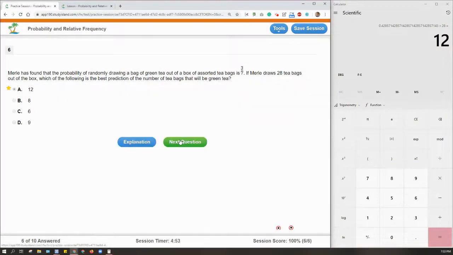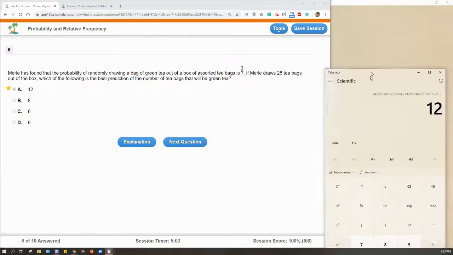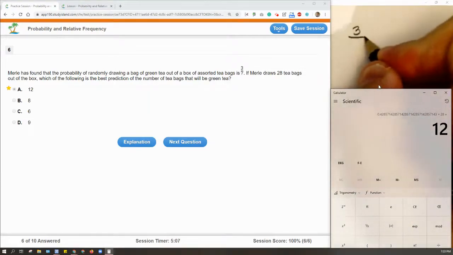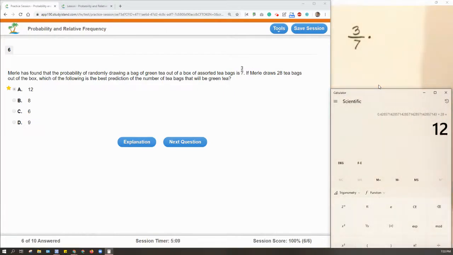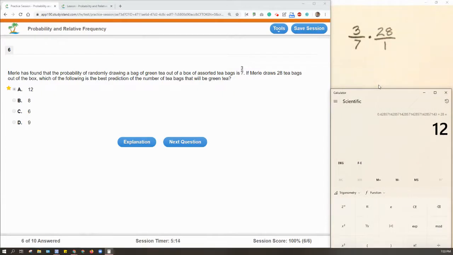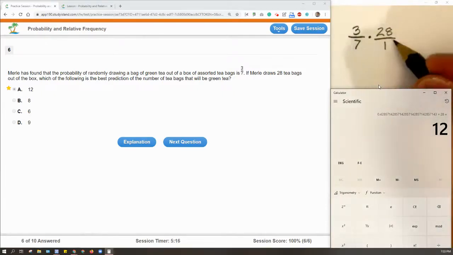Now I told you that you can use your fraction skills. Here is what that looks like. If you expect to get the green tea 3/7 of the time, then you want to calculate what is 3/7 of. Of means times, in this case 28, which is the same as 3/7 times 28 over 1. Now, multiply these fractions together and you'll get your answer.